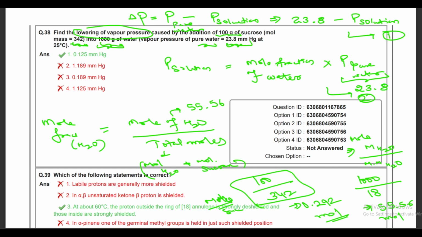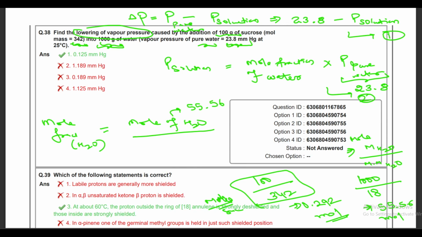Now I will erase this because of less space. So in the denominator you will add the total number of moles, moles of water plus moles of sucrose. Clear?